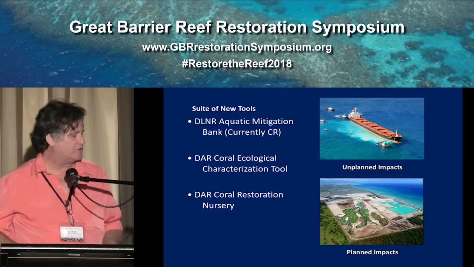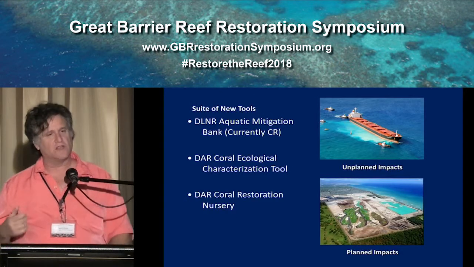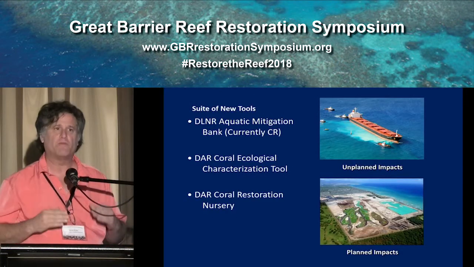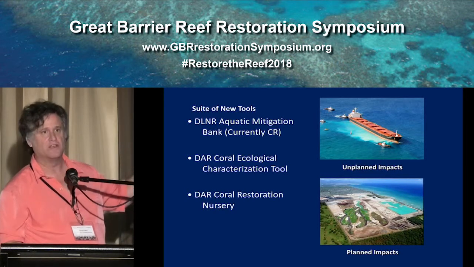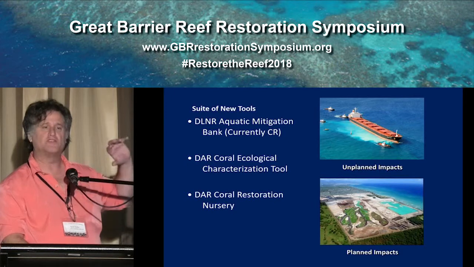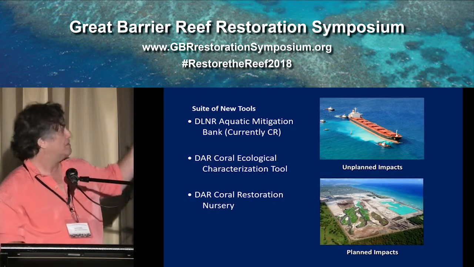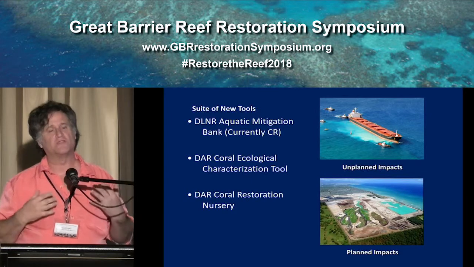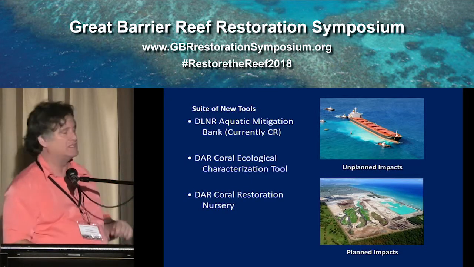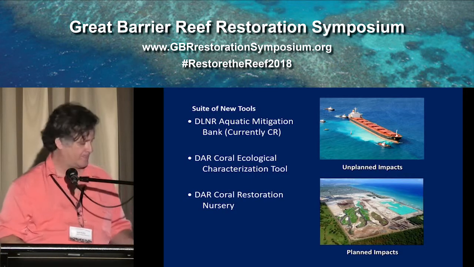And so we need to create a tool. That tool was one part of a 3-part program, which consisted of a way of replacing the coral, that's our nursery, the tool, which is our way of measuring loss and measuring gain, and then we needed a mechanism to work with responsible parties in order to pay for the whole thing. And what we did is we created a mitigation bank.